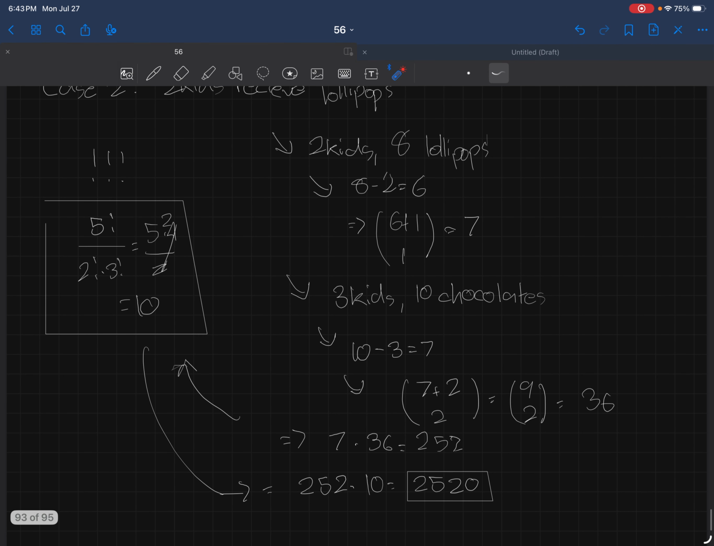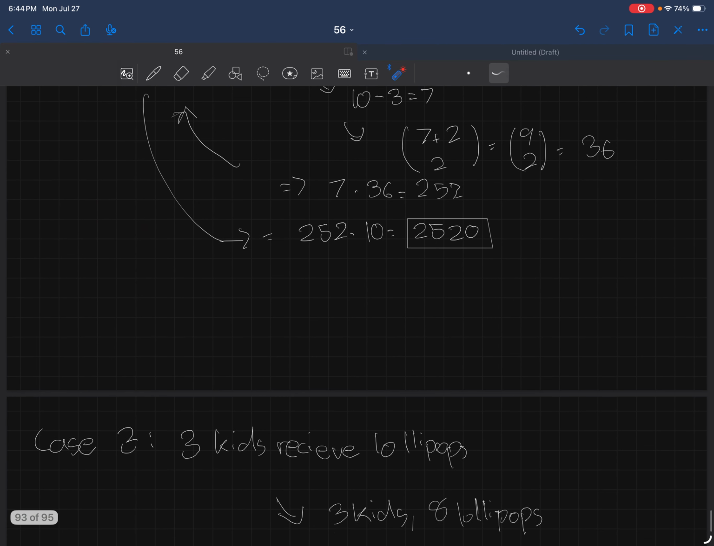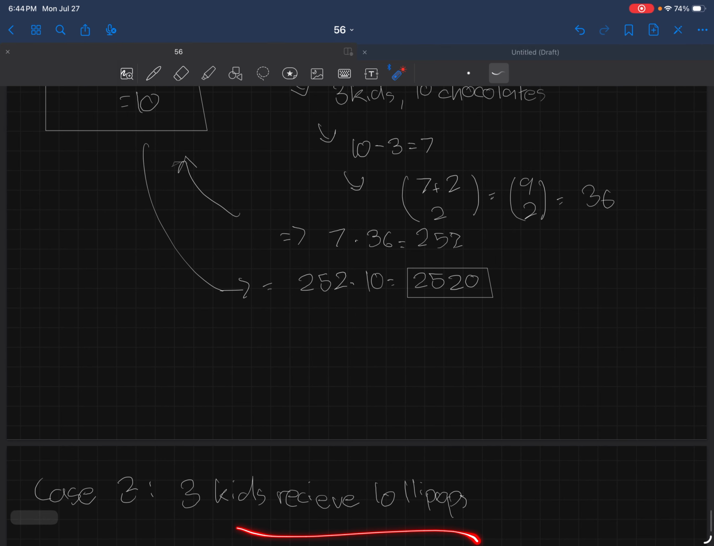Now, we have to calculate the number of ways that we can arrange 2 kids for lollipops and 3 kids for chocolate. I've done the calculation here, where we have 5 factorial divided by 2 factorial times 3 factorial. That gives us 10. So 252 times 10 is 2,520.